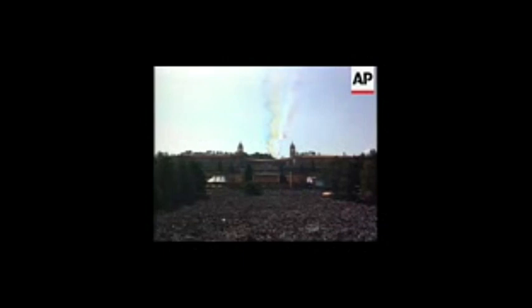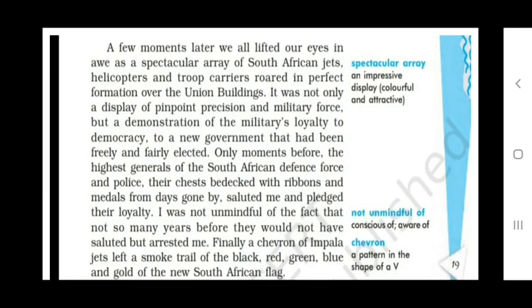So you have seen the video. In that video, we saw how the oath was taken by Nelson Mandela. His daughter was present with him, and de Klerk was also there, taking the oath first. And what else did we see?